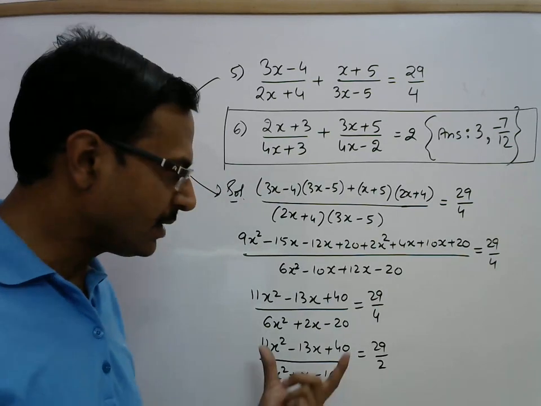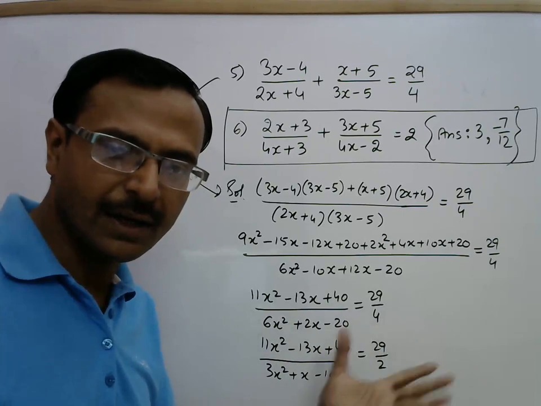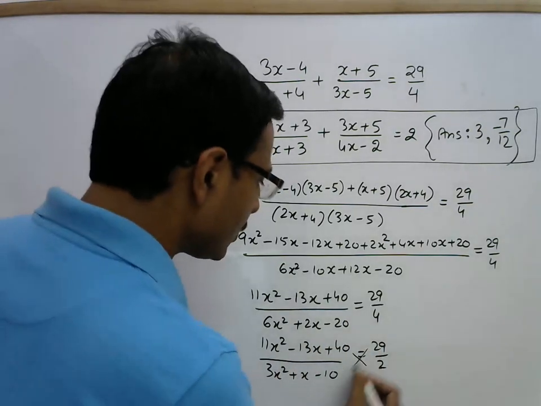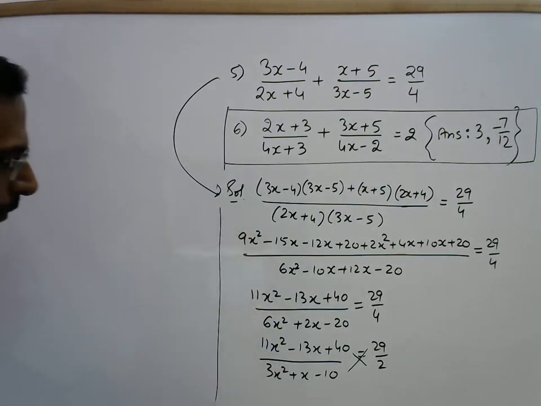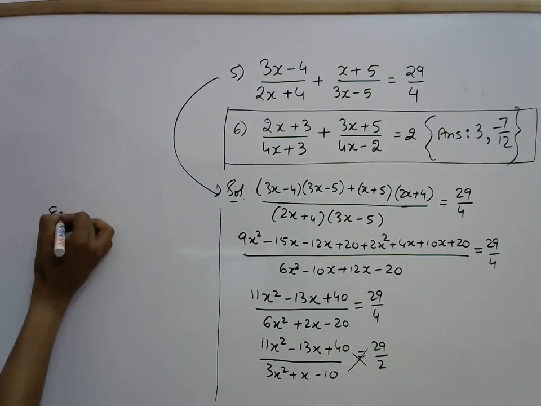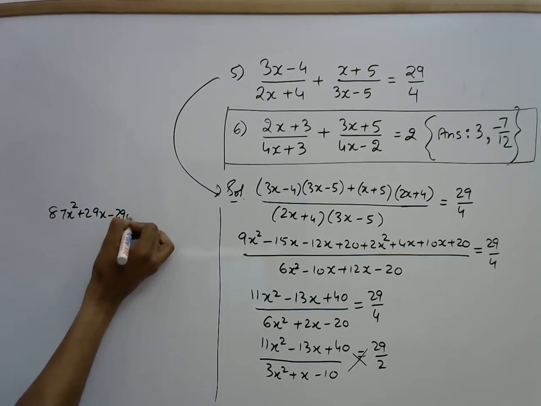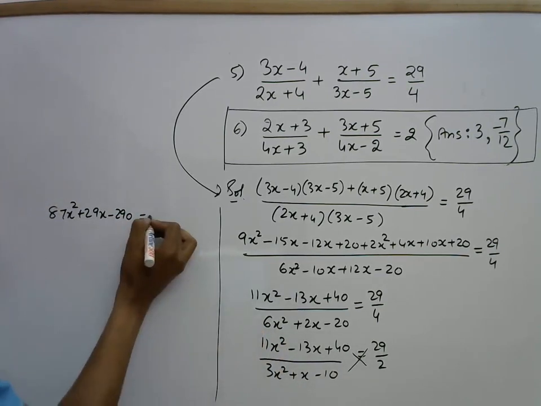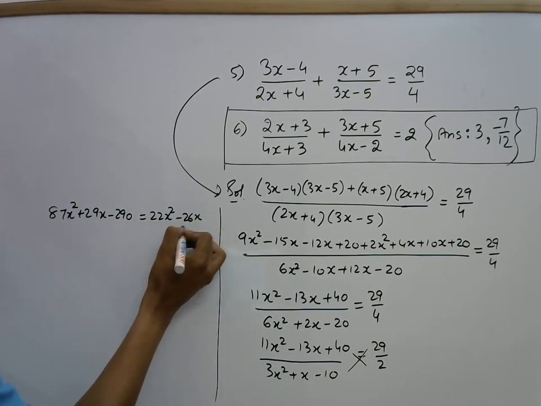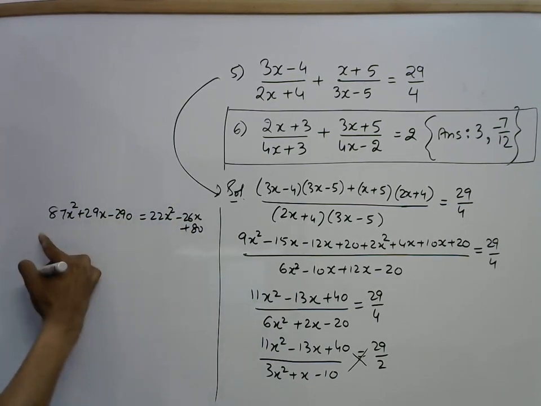Viewers, I have cancelled factor 2 from the denominator on the LHS and RHS. Now you can cross multiply this and obtain a simple quadratic equation. Now I am doing it here. 29 into 3 is 87x square plus 29x minus 290 equal to 2 into this, 22x square minus 26x plus 80. So now bring all the terms on the left hand side.